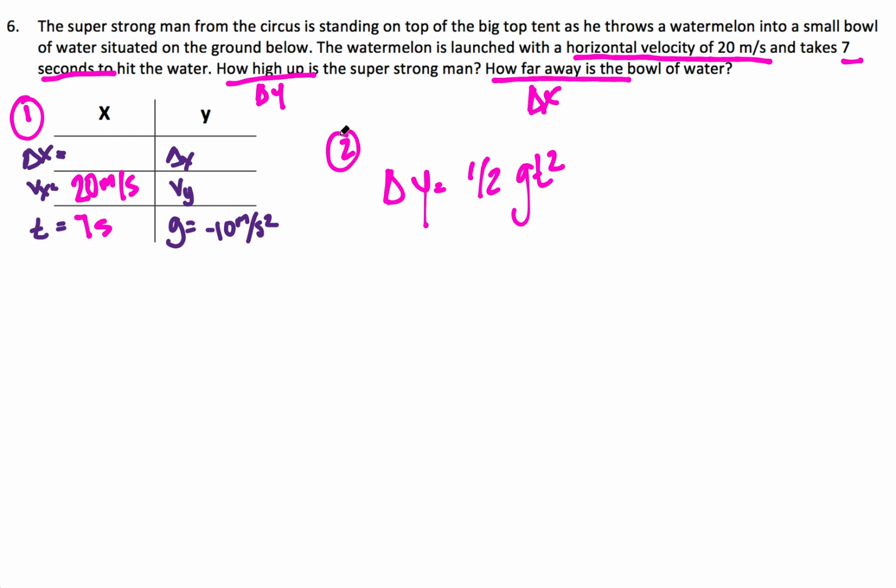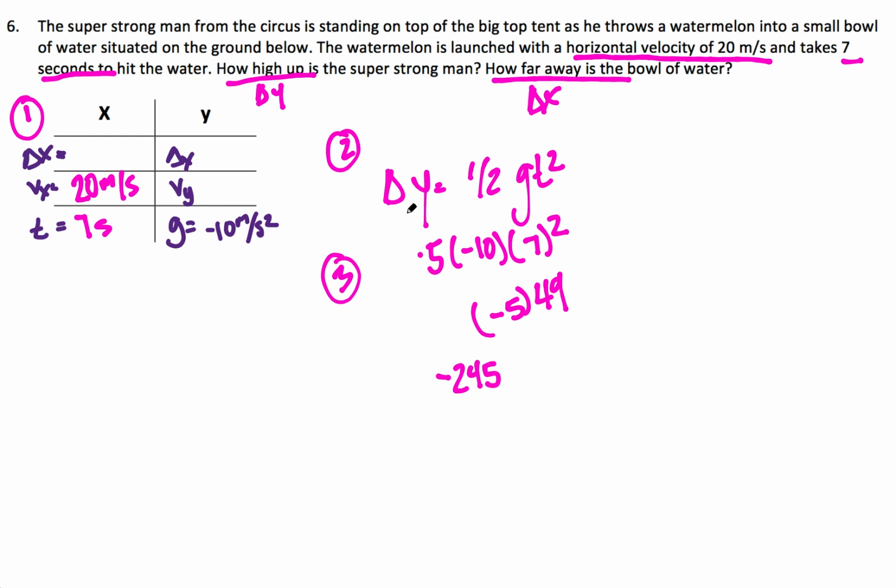Second step is to write out your starting equation. And to solve for delta y, it's 1/2 g t squared. And then the third step is to plug and chug. Plug in what you know, and then chug out the answer. So we know it's 0.5, which is 1/2, times -10, times our time squared, which is 7 squared. 7 squared is 49. -10 and 0.5 ends up to be -5. And -5 times 49 is -245. And what was the value we were looking for? Meters. So that's how far up he is.